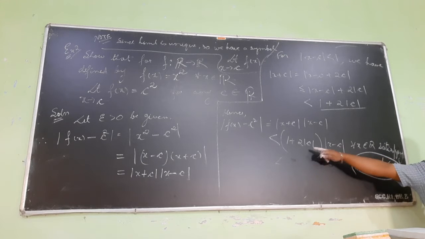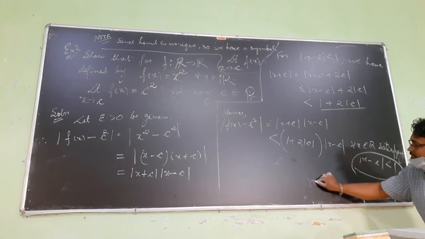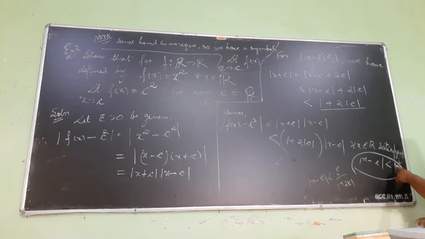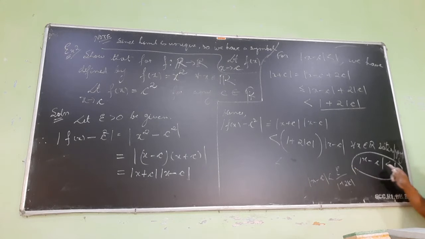Epsilon by 1 plus twice mod c. So here there is a problem. If I take mod of x minus c less than epsilon by 1 plus twice mod c, it may happen that 1 is smaller than this. It may happen that this is smaller than this. So there is a confusion. This particular thing will hold only when this is less than 1. So we have to make sure the delta that we choose has to be smaller than 1.